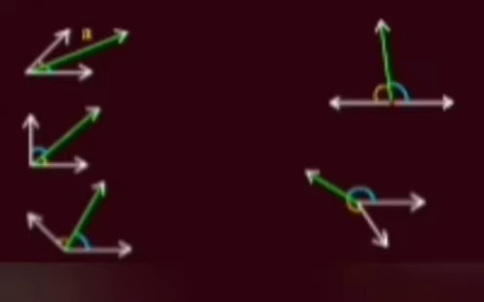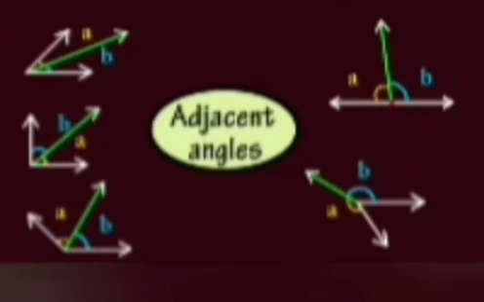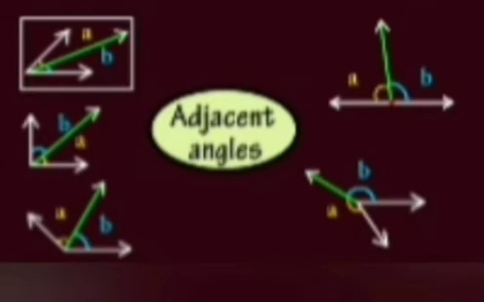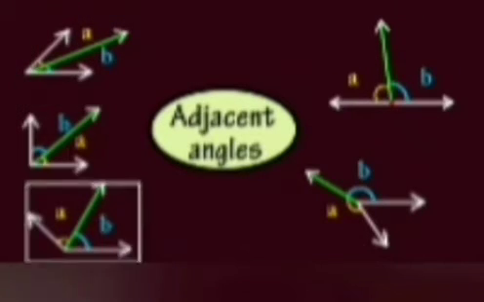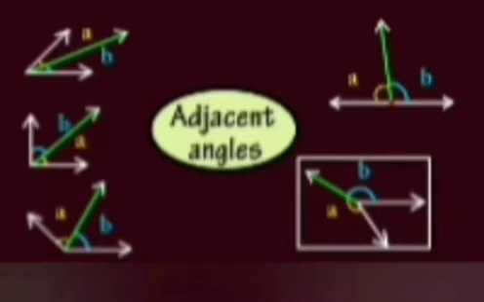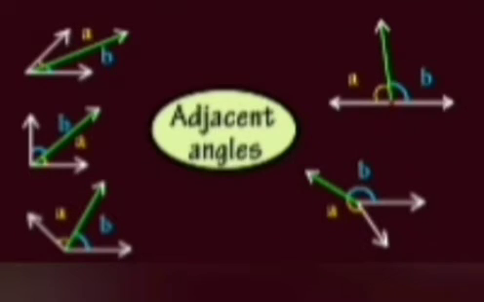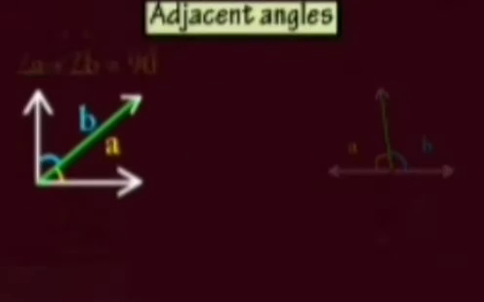Now look at these angles. Here the angles are given in pairs. So we have angle A and B in each case, and you can see that the angles have one arm in common, and that is shown by green color here. So the two angles which have a common arm and a common vertex are called adjacent angles. Adjacent means neighboring angles.